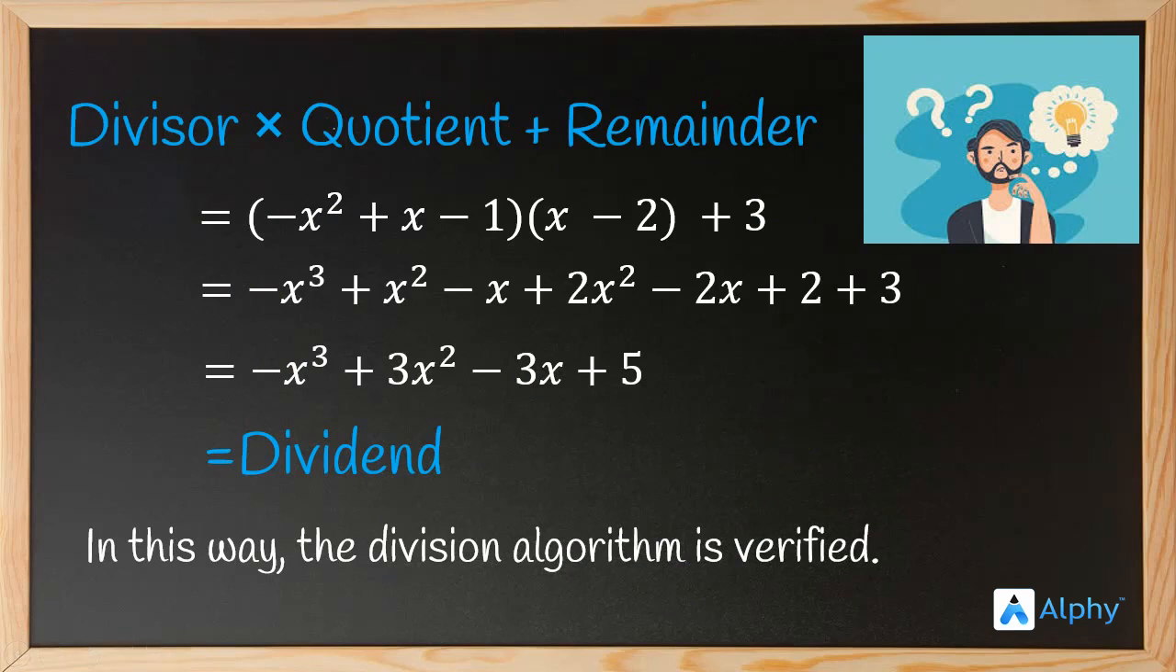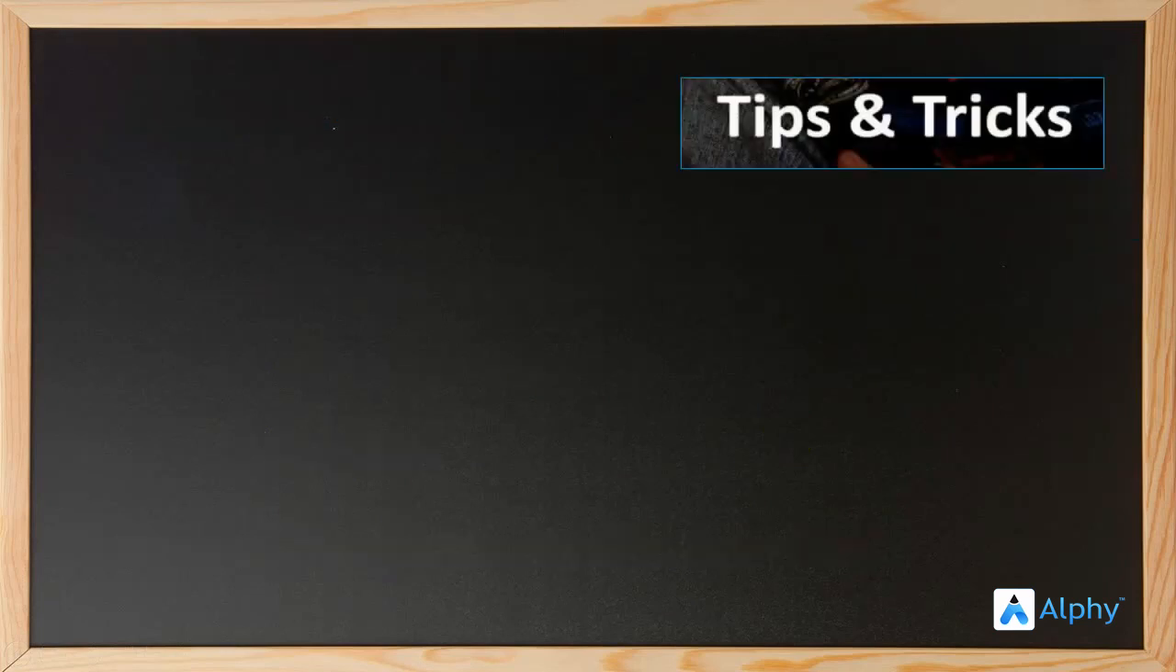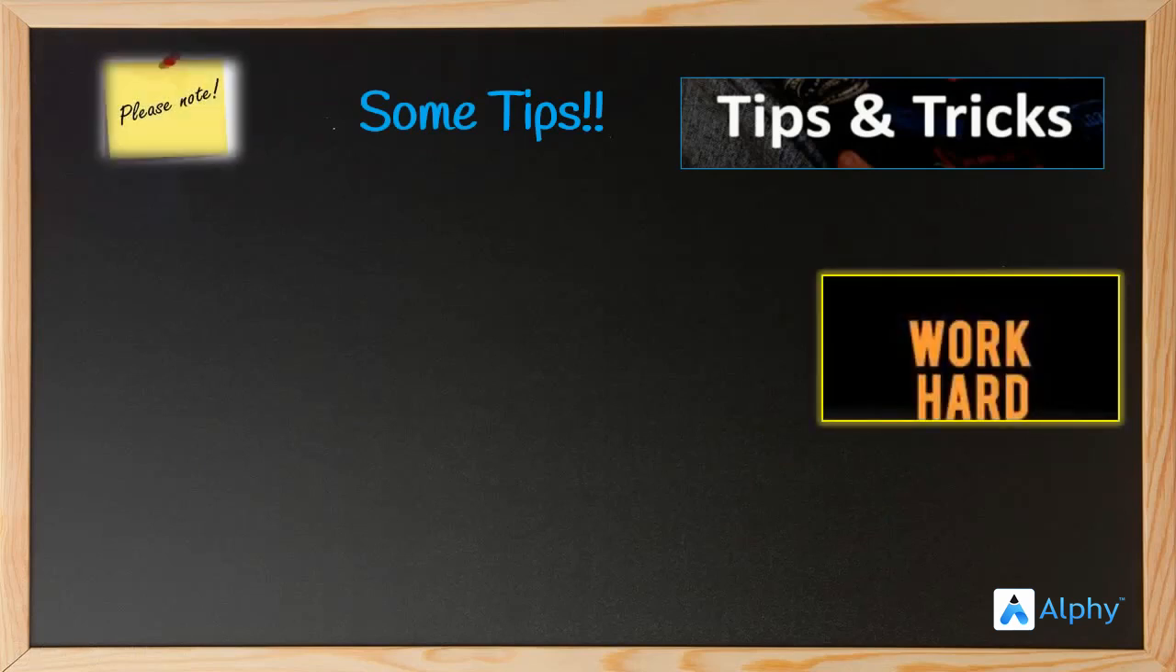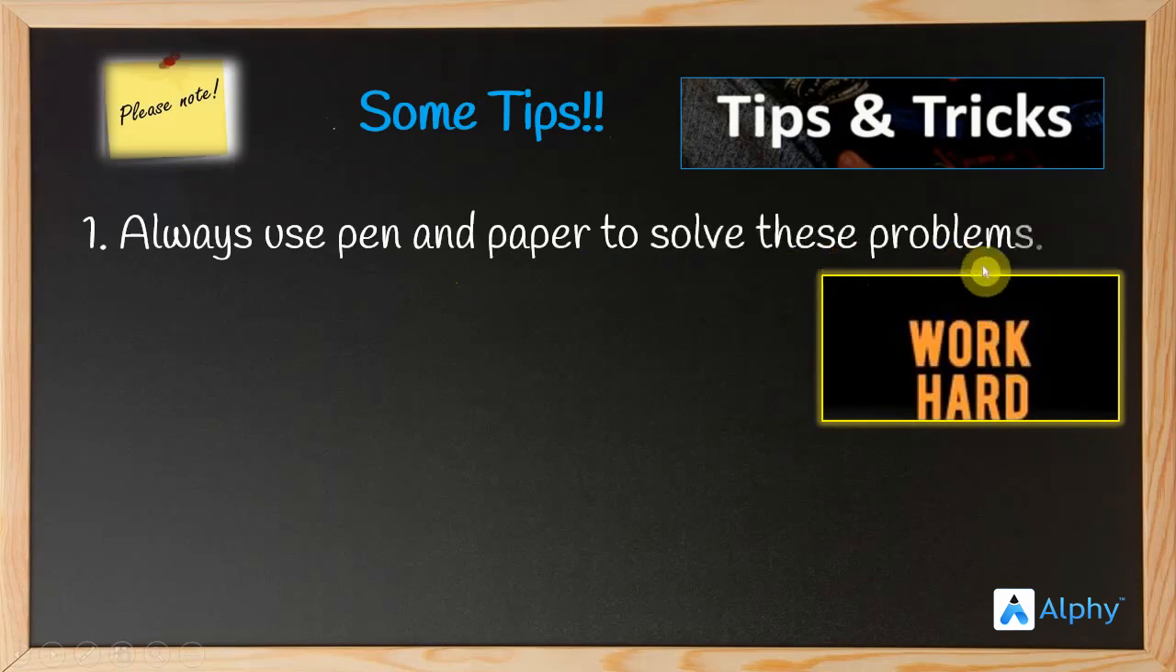So I hope now that I have clarified this particular example for you and you were able to grasp all the different concepts that were involved in solving this particular example. So now let's take a look at some tips and tricks which are going to help you solve similar types of problems. So first of all, always use pen and paper to solve these problems. To get the right answers and make fewer errors, use pen and paper.